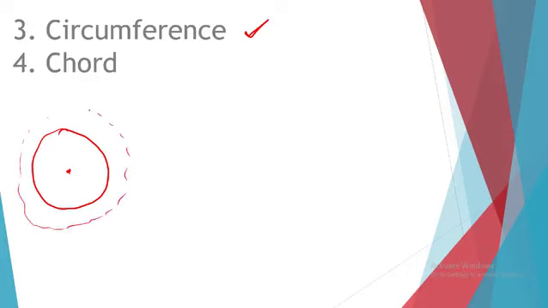Number 3 is the circumference. The circumference of a circle. When we talk of circumference, it's just the distance around the circle. We have a circle. This is the center. The distance around the circle. Okay, the distance around the circle is what we call the circumference. Do we understand? The distance around the circle is the circumference.